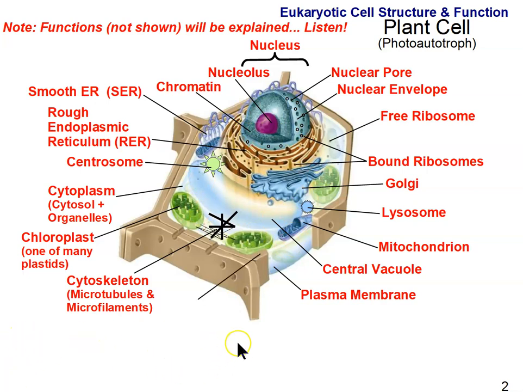Finally, we have the cell wall. And the cell wall is for structural support. It's not to control what goes in and out of the cell. You can think of it as kind of like a screen door where the air can go right through it. Pretty much anything can go right through it.